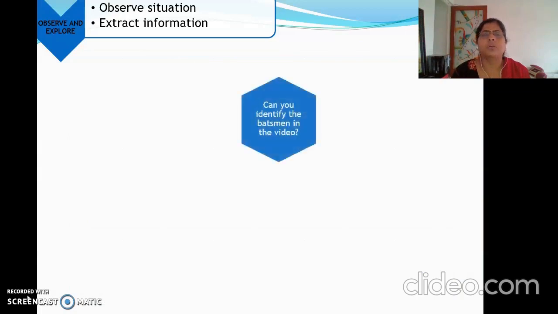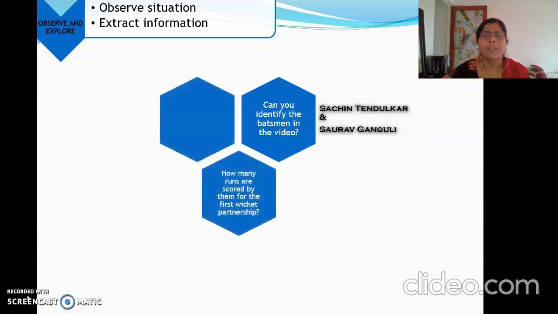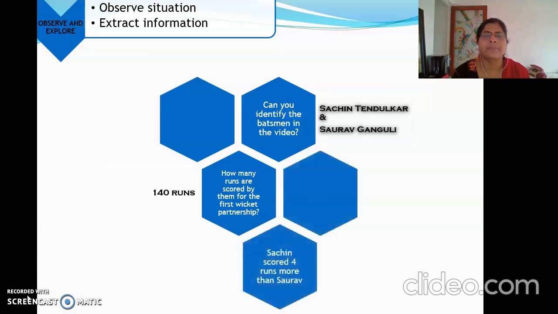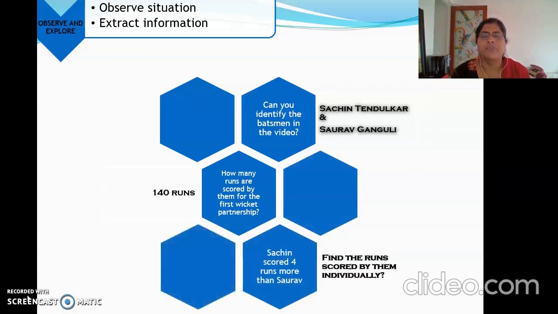So, can you identify the Indian batsmen in this video? Yes, they are Sachin Tendulkar and Saurav Ganguly. How many runs were scored by them for the first wicket partnership? Yes, it is 140 runs. If Sachin scored 4 runs more than Ganguly, can we find the runs scored by them individually?